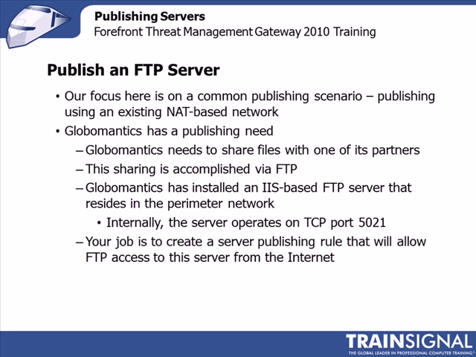Now, Global Mantix wants to publish an FTP server for one of their partners. Our focus here will be on this common publishing scenario, and this is publishing using an existing NAT-based network. Global Mantix will do this sharing via FTP. They're going to share files with one of their partners via FTP. The company has installed an IIS-based FTP server that resides in the perimeter network, and internally this server does happen to operate on TCP port 5021, just as I mentioned before.